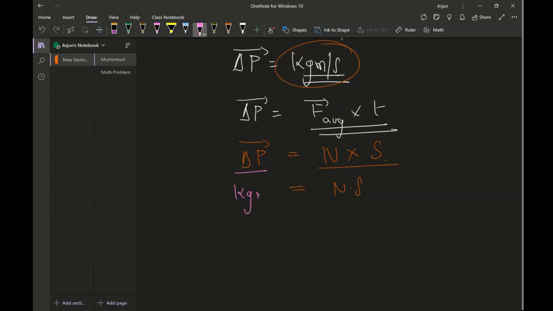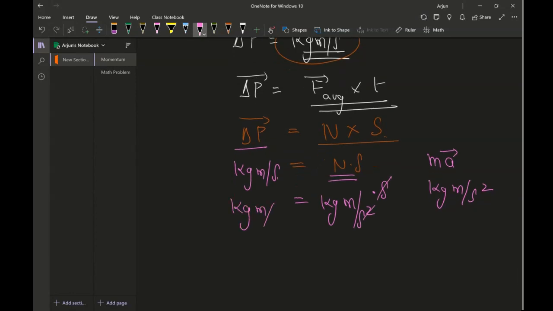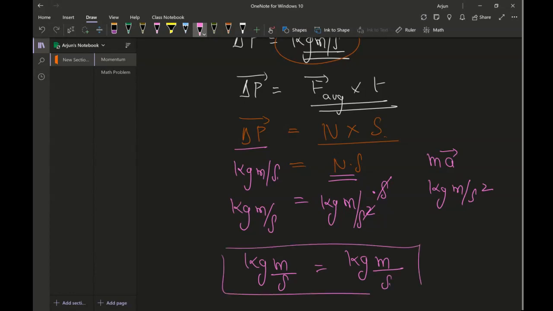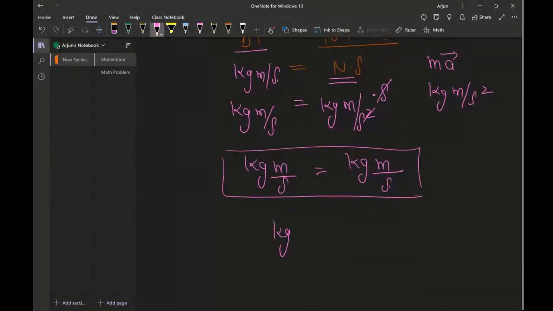So change in momentum is equal to kg meters per second. If I break it down, newton is what? Mass times acceleration, which is kg meters per second squared. So if I break it down as kg meters per second squared times seconds, one of the seconds will cancel, and I'll be left with kg meters per second. So thus you can write the units of momentum as kg meters per second or newton second too. Both are one and the same thing.